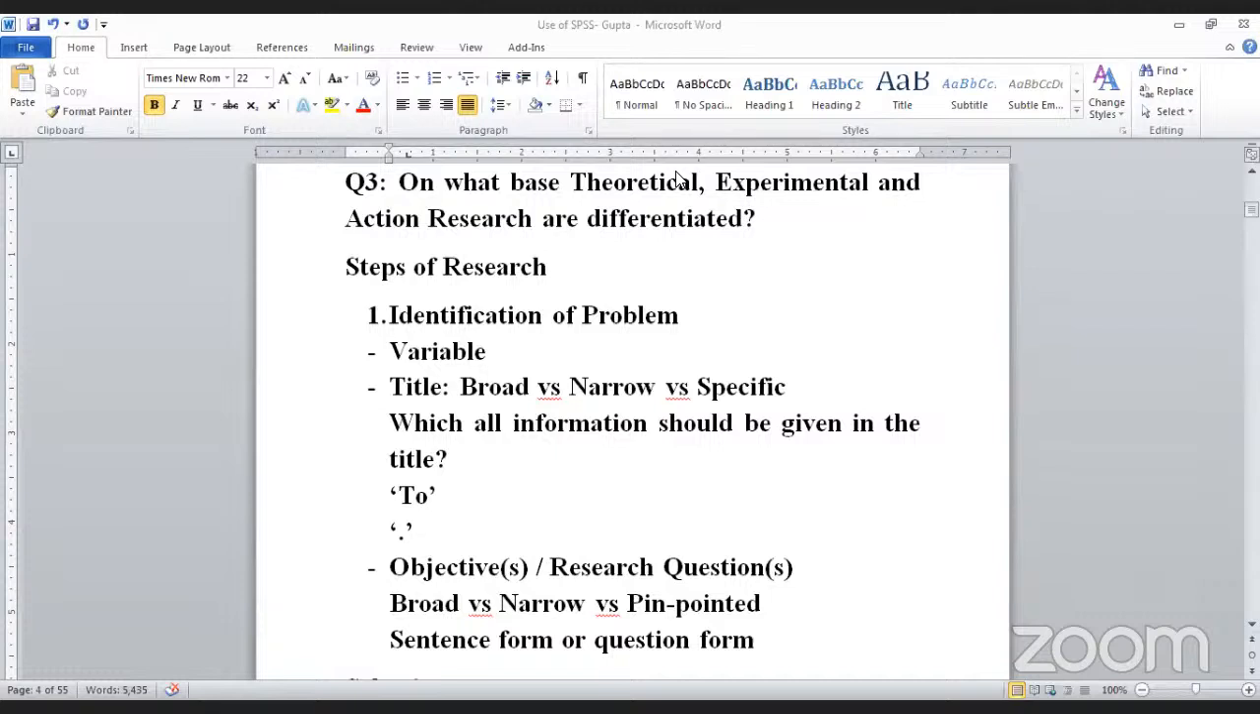No, it is not specific, Rupali. It is narrow. Because if it is not narrow, then you cannot have many objectives out of it. If it is specific, then you only have to write one. I will explain the specific also, and then I will tell you, nothing to worry about.